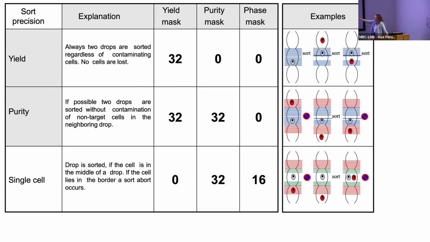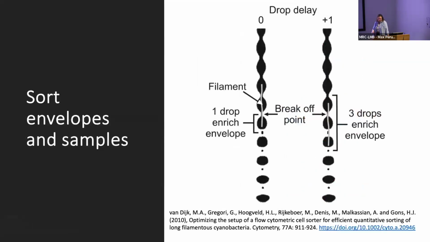If there's any kind of contaminant particle within that 32 purity masking, it won't sort it. It definitely won't sort something if there are 2 cells in a drop as well, one that's the non-target particle and one that's the target particle. So here's an example of how sort envelopes could work to your advantage or disadvantage depending on the sample type.